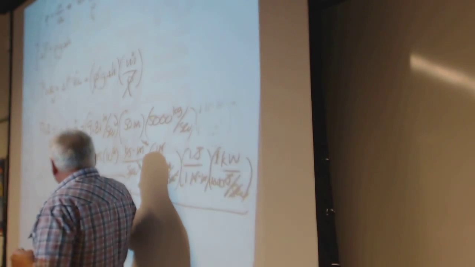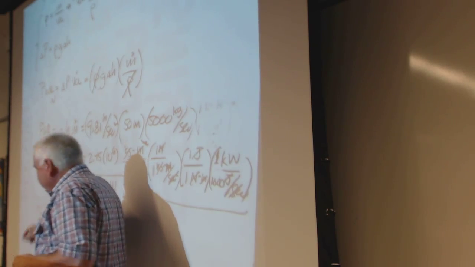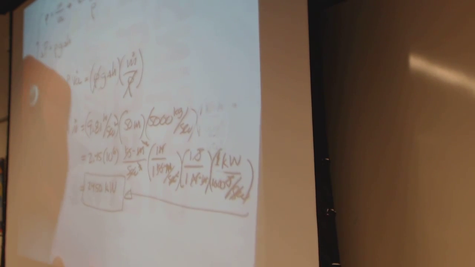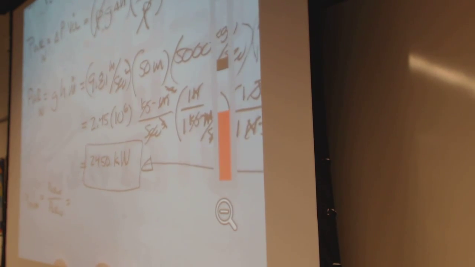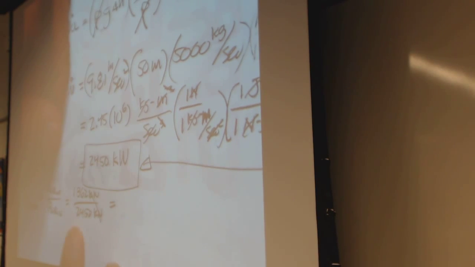So the basic question is the amount of mechanical power that the water has available to the turbine. That's great. And for the whole system, I get power out divided by power in. So my power out is 1862 kilowatts. My power in is 2450 kilowatts. The kilowatts cancel, and we end up with a fraction somewhere around, yeah, I was going to say 75%.